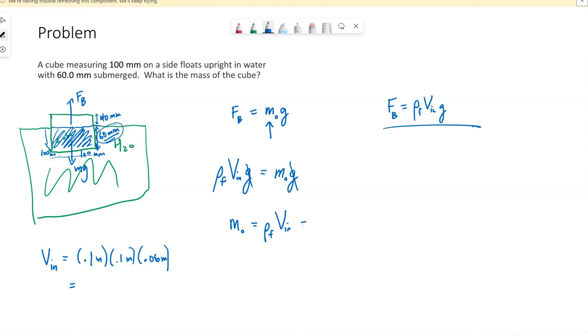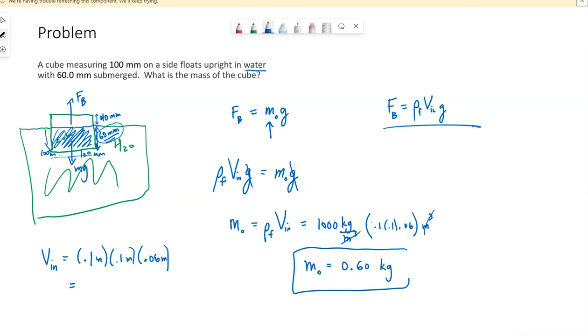We're told that this cube is floating in water. Its density, which I can get off the test notes, is 1,000 kilograms per meter cubed. Our volume will be 0.1 times 0.1 times 0.06. That will be in meters cubed, so those units of meters cubed are canceling. So the mass of this cube is 0.6 kilograms.